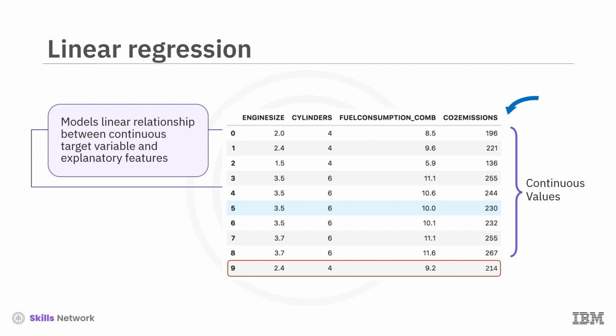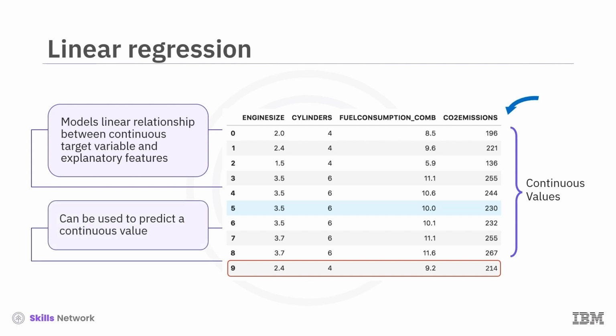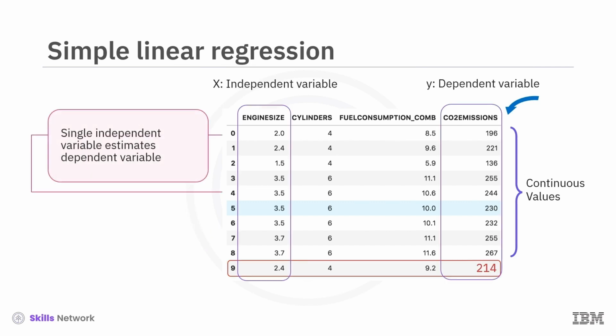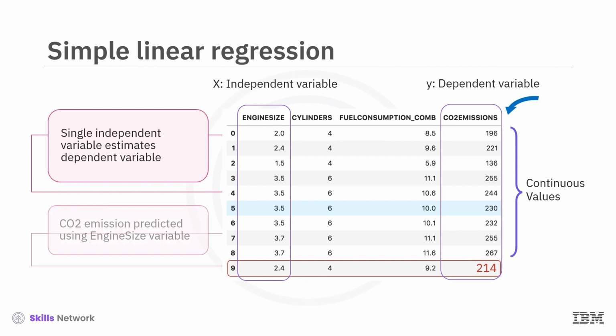Consider this dataset related to CO2 emissions from different cars. The dataset features engine size, number of cylinders, fuel consumption, and CO2 emissions from various cars. Given this dataset, linear regression can be used to predict a continuous value, such as CO2 emissions of a car. In simple linear regression, a single independent variable estimates the dependent variable. For example, in our dataset, CO2 emission is predicted using the engine size variable.